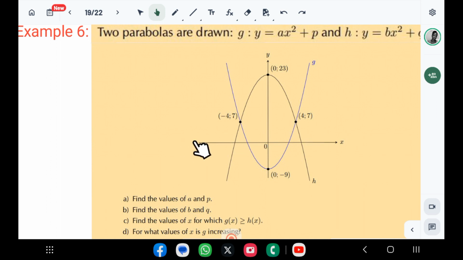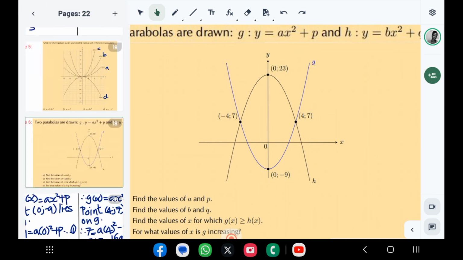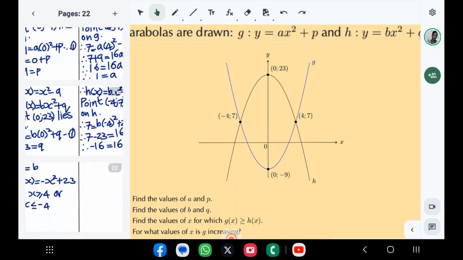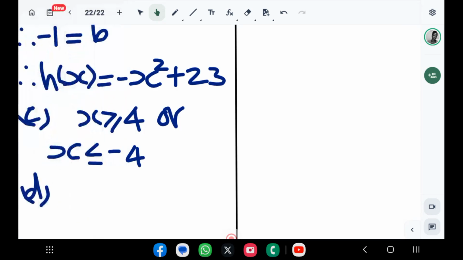Now notice that from the left to the right, your g is decreasing. However, once you get to 0 and all the way to the right, which is positive, your g is increasing. So for which values of x is g increasing? That is x greater than 0. Or you can write equal to, that's okay. x greater than or equal to 0 is also applicable.